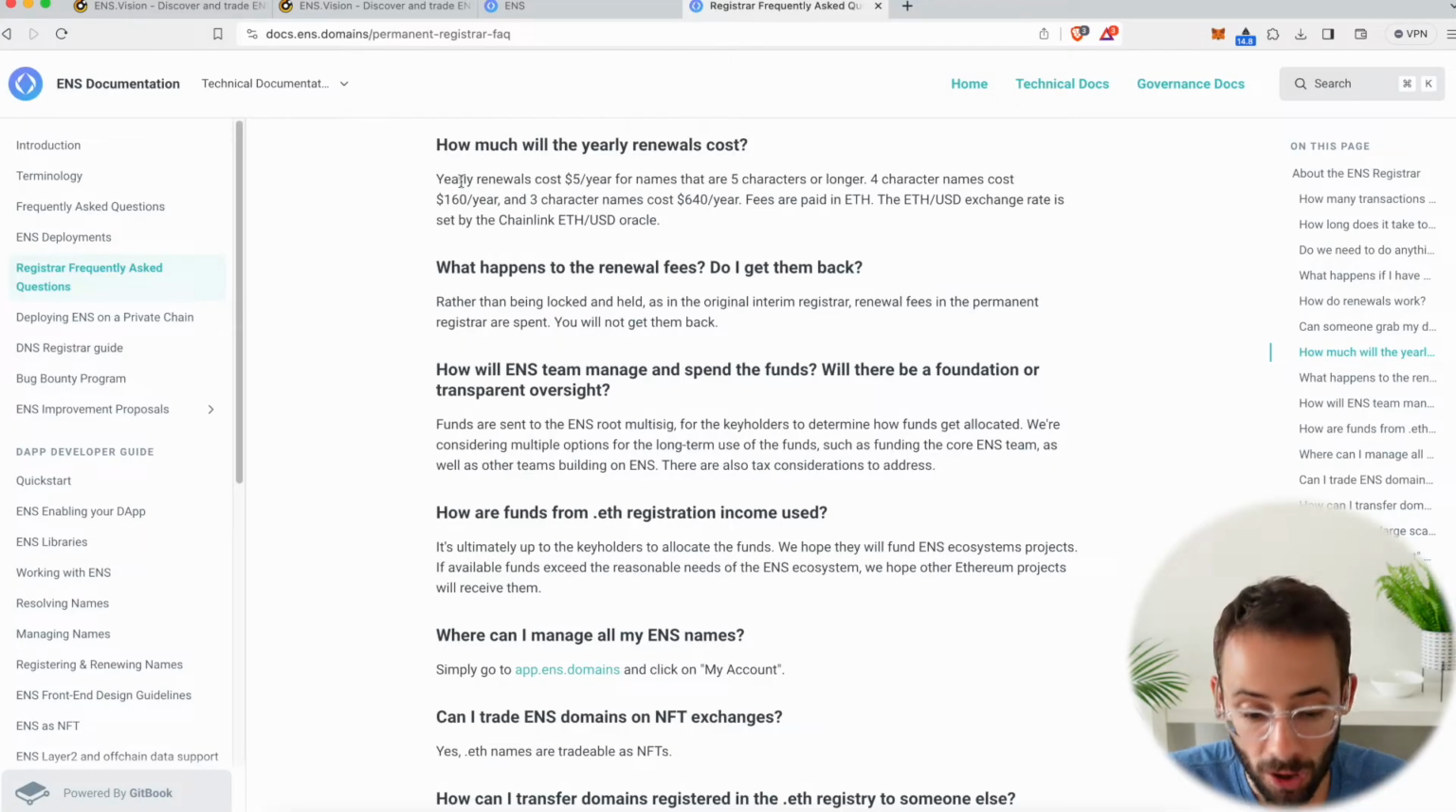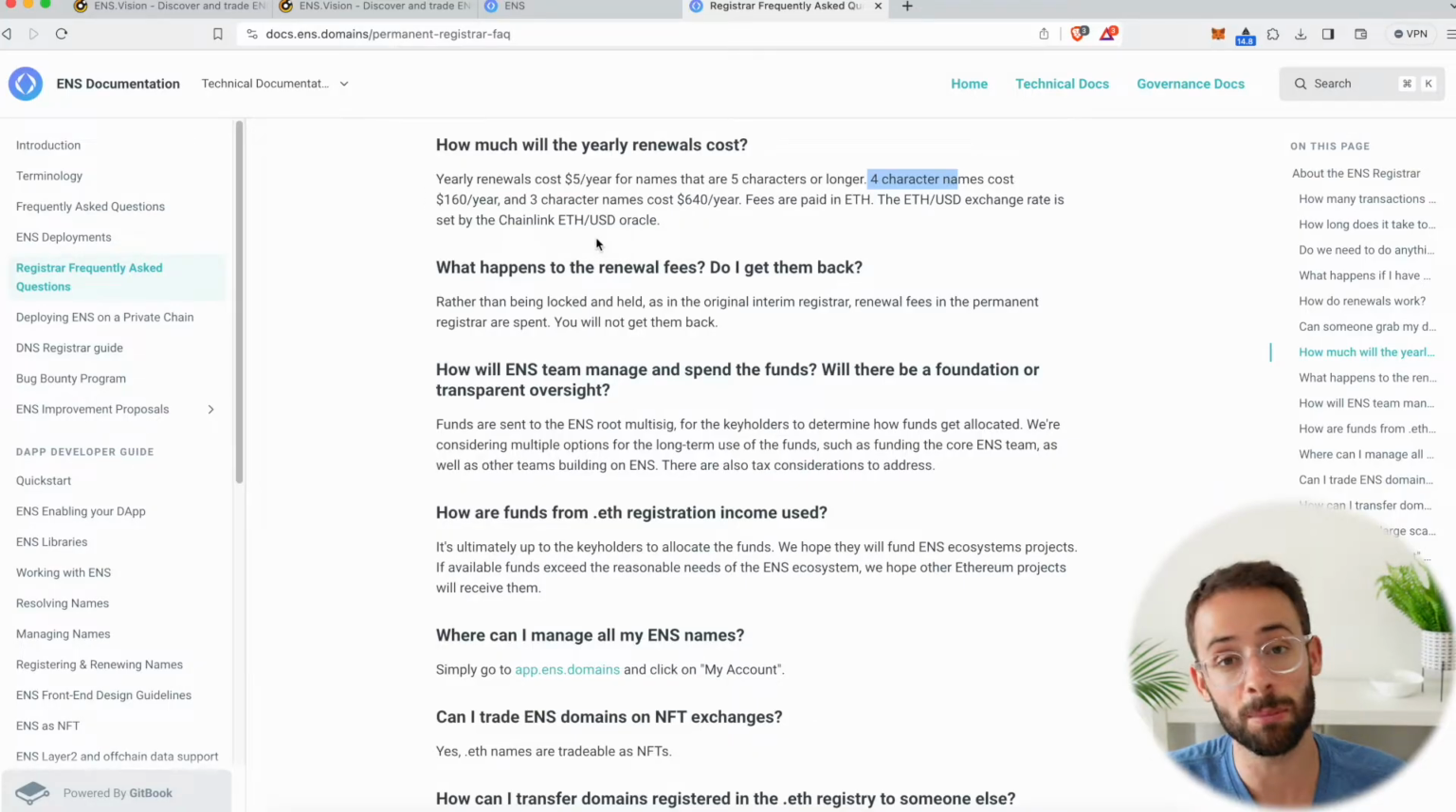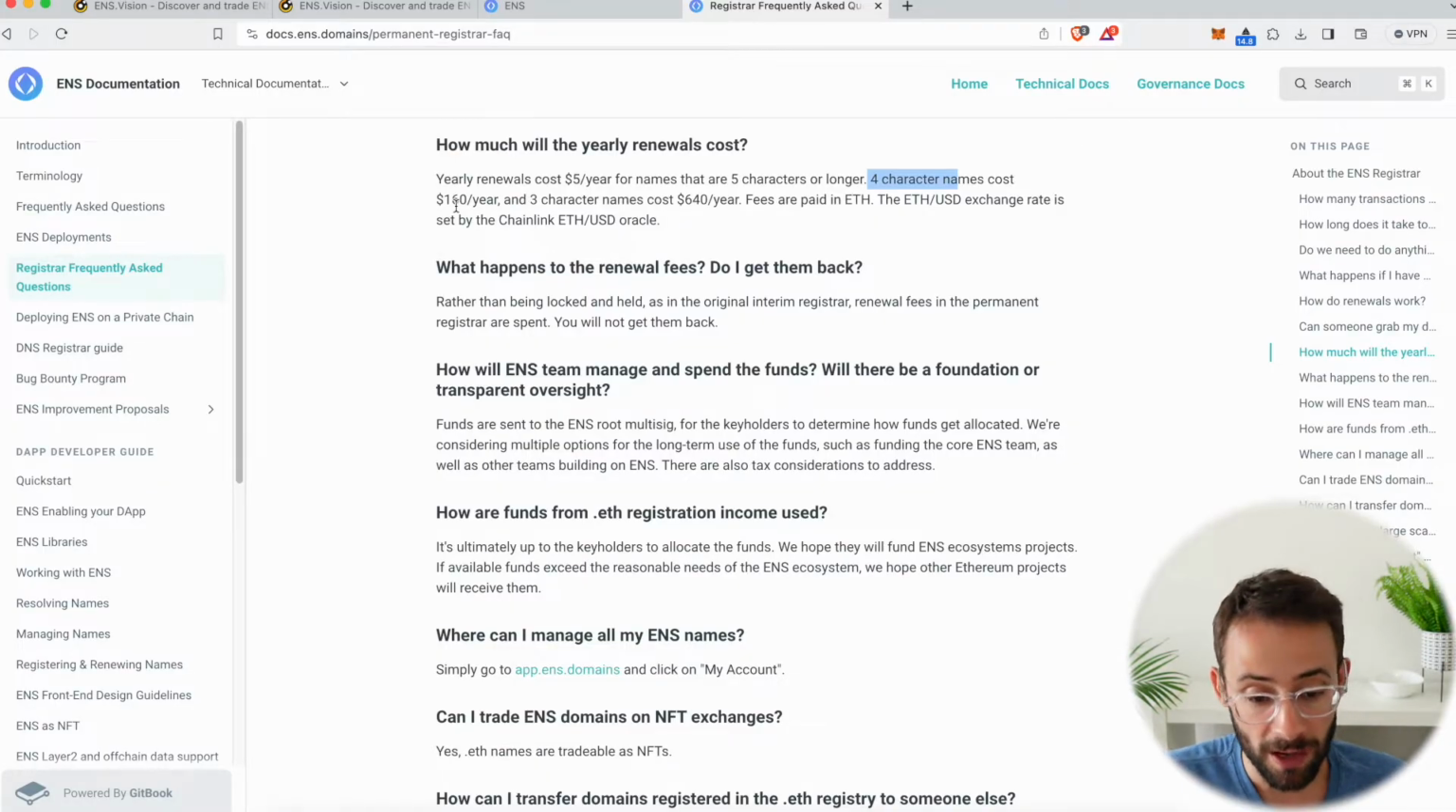So the yearly cost for these domain names, if they're 5 characters or longer, is only $5 per year. But if they're 4 characters, it's $160 per year, which is a pretty significant carrying cost. Every year that you hold this, you have to pay $160 to keep it. And then the 3-character names are even more expensive at $640 per year.